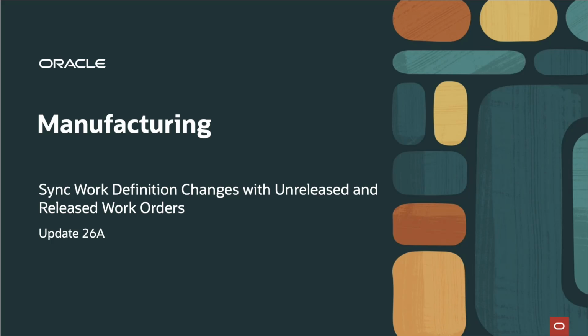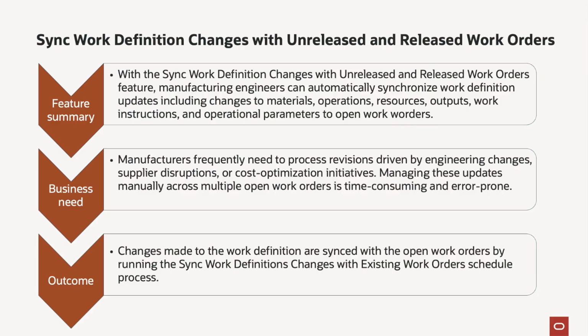Welcome to the demo of the 26A feature, Sync Work Definition Changes with Unreleased and Released Work Orders. With this feature, manufacturing engineers can automatically synchronize work definition updates, such as changes to operations, materials, resources, outputs, instructions, and operational parameters to both unreleased and released work orders.